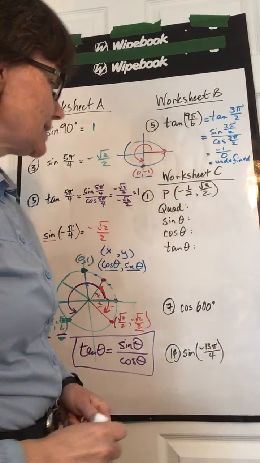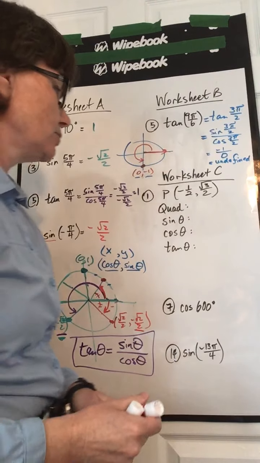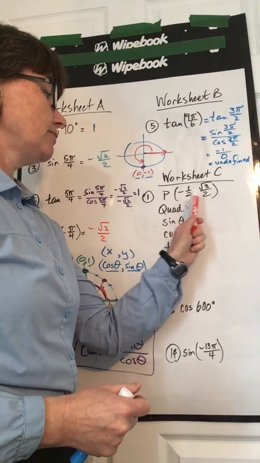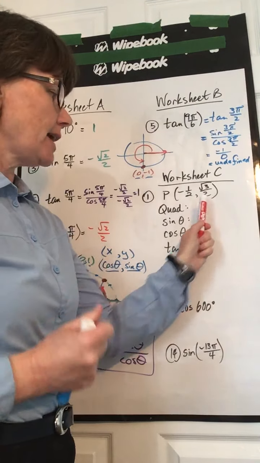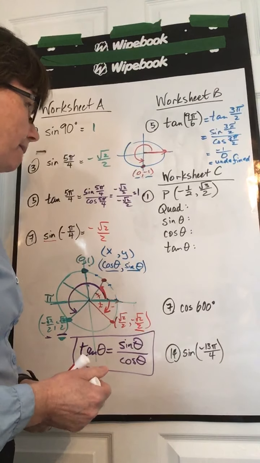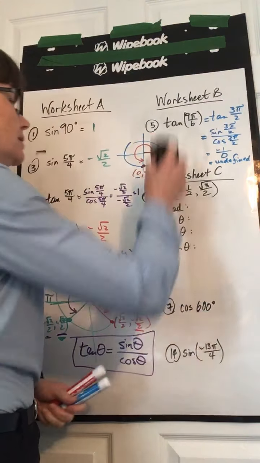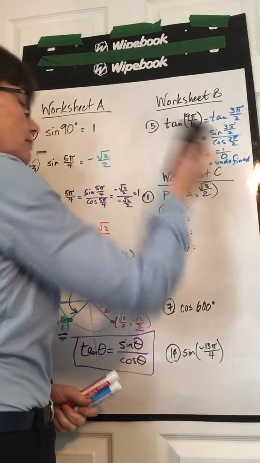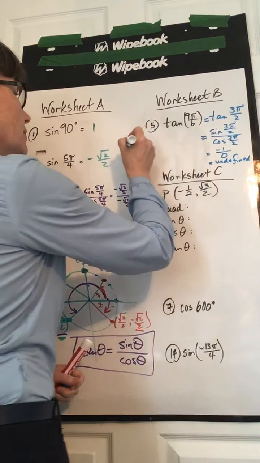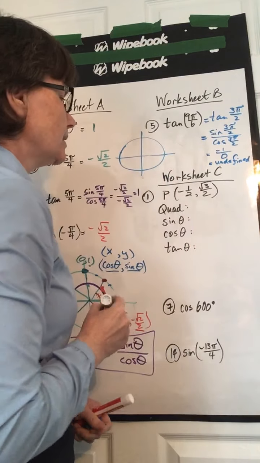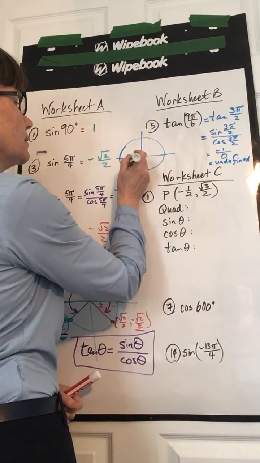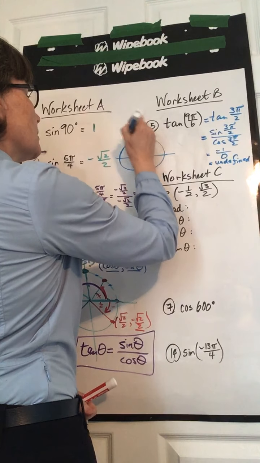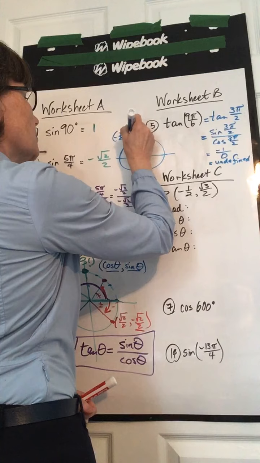All right, let's look at worksheet C now. Number 1 has to do with, they listed a few points. So we have this point, (-1/2, root 3 over 2). So we need to find that point on our unit circle. Thinking of our unit circle, negative 1/2, so that's in this direction, root 3 over 2, so that's as high up as we go. So this is (-1/2, root 3 over 2).